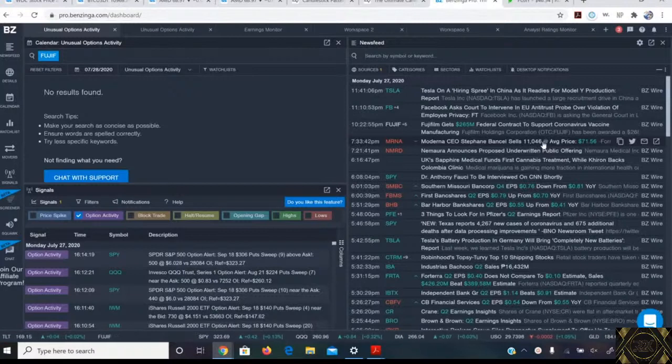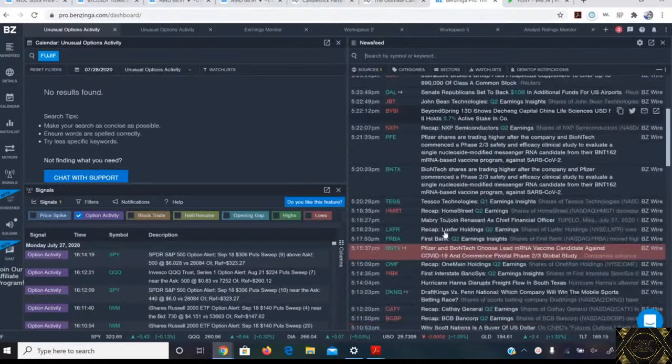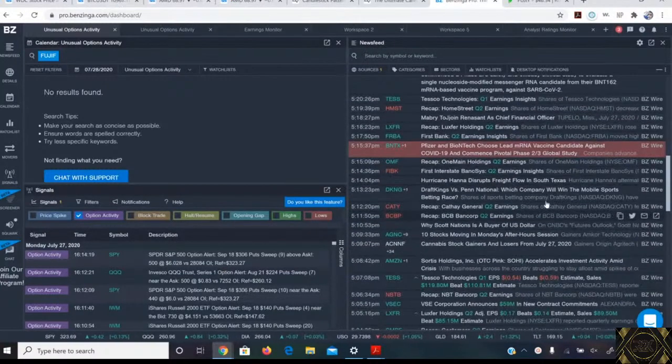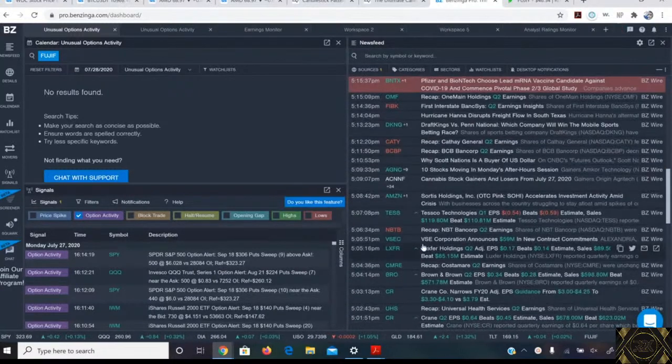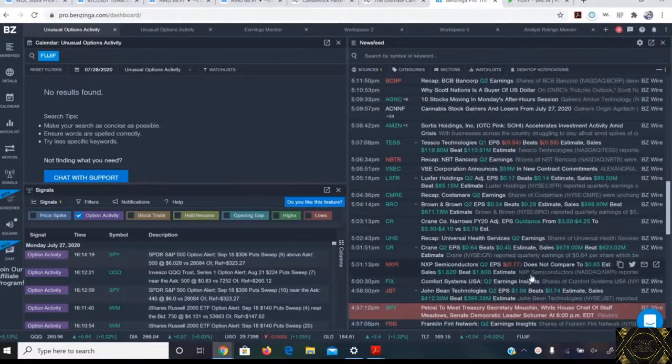It can take a lot of turns, but one thing is that you really want to look at what is going on. What's the news? What's the catalyst powering these? So this is one way that I really look for stocks to trade, like any type of news that can really push anything up. So like VSE corporate announces 59 million in new contract commitments. You want to look really for news like these.